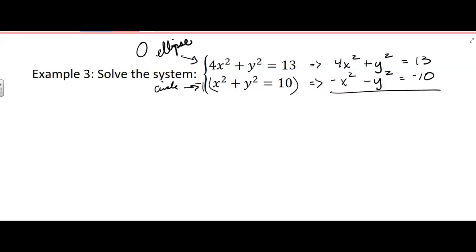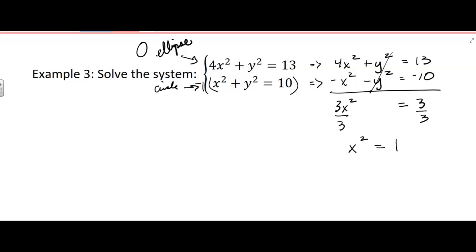And when we combine them, we can add equations. That's the idea of the addition method. We get 3x squared, right? Because 4 minus 1. Those drop out. That's what we wanted, something to eliminate. And then 13 and -10 is 3. Now that gives us an equation in one variable that we can solve. We're going to divide both sides by 3. And we get x squared equals 1.